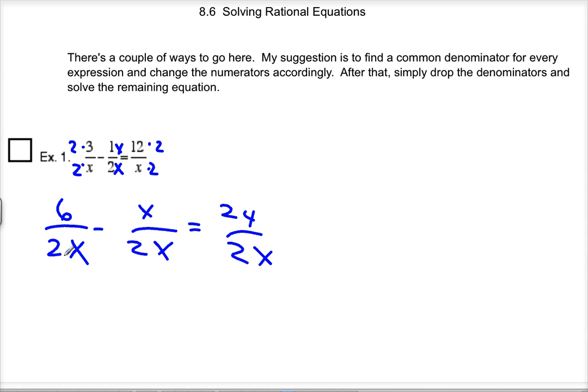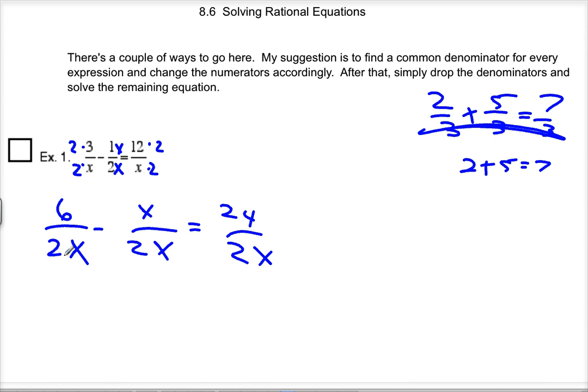Okay. Well, when you do that, you can basically say the denominators don't matter. Like if I told you to do 2/3 plus 5/3, well, you should say that equals 7/3. And from that, you're basically saying 2 plus 5 equals 7. The 3's don't matter. It's all about the numerator. So that's all we got going here. 6 minus x equals 24. And we're solving that. Subtract the 6 and divide by -1.